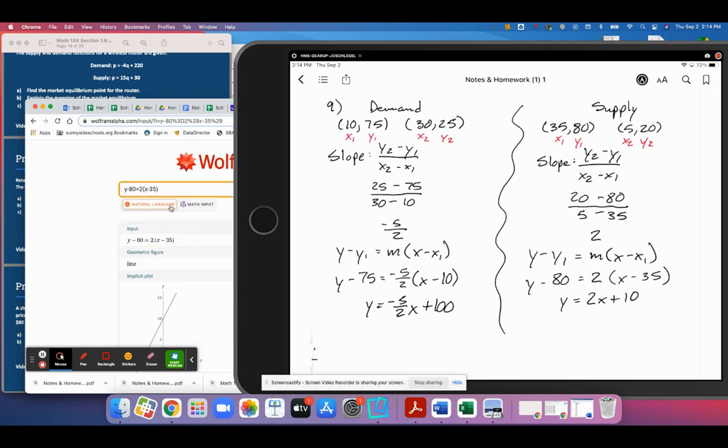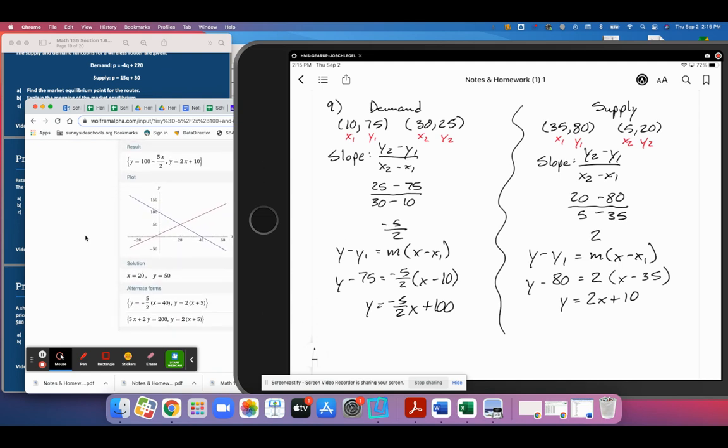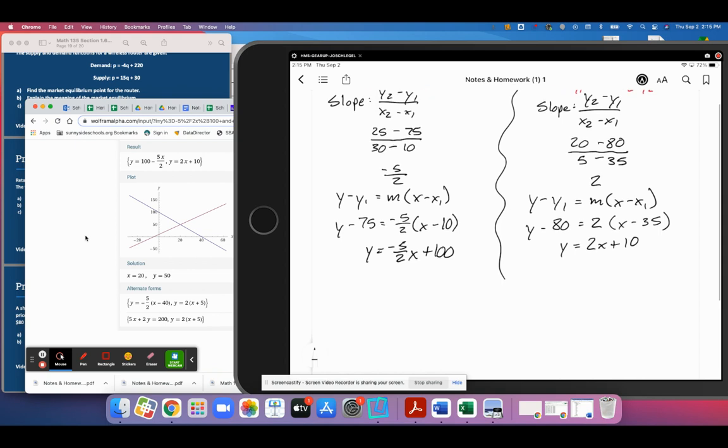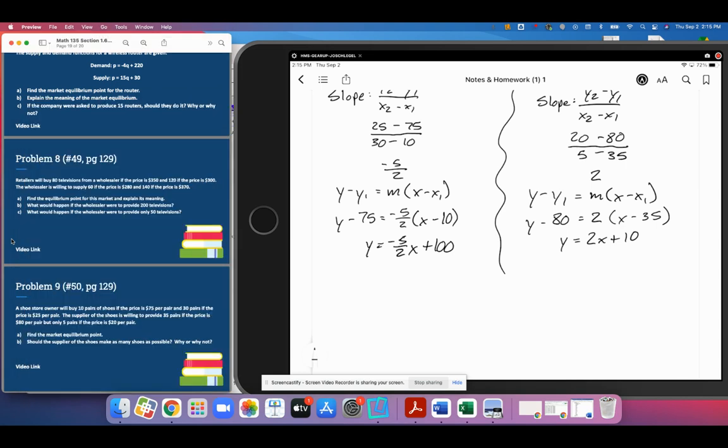And now, of course, everyone, what we need to do is set those two equal to each other because market equilibrium occurs when supply is equal to demand. So y equals negative 5 over 2 x plus 100, and y equals 2x plus 10. So we get x is 20, y is 50. x is always quantity, y is always price. And so the wording of this, remember, the quantity is 20, the price is 50.